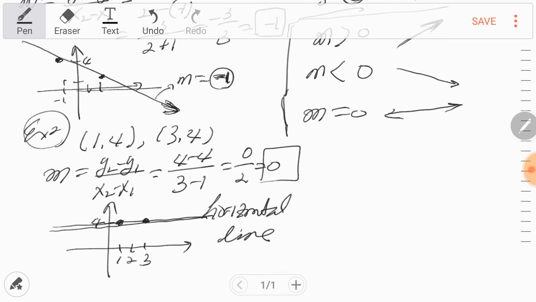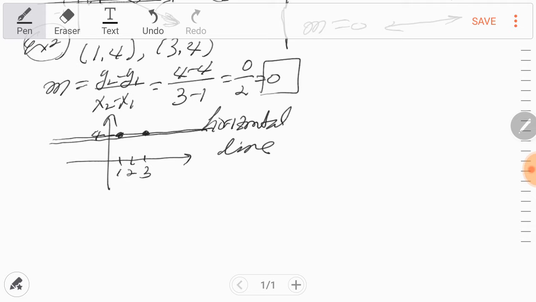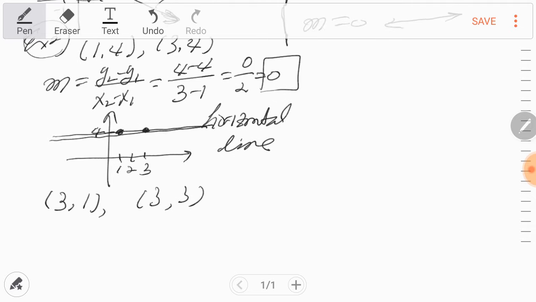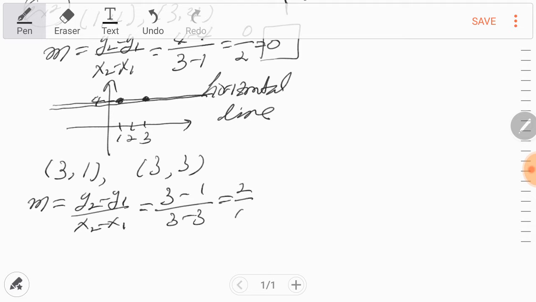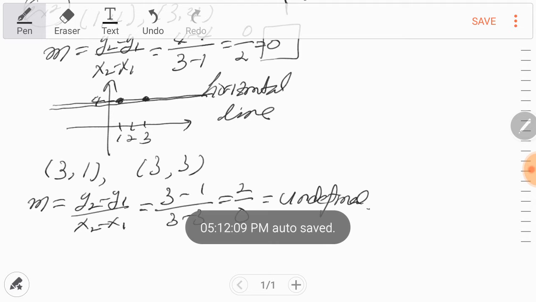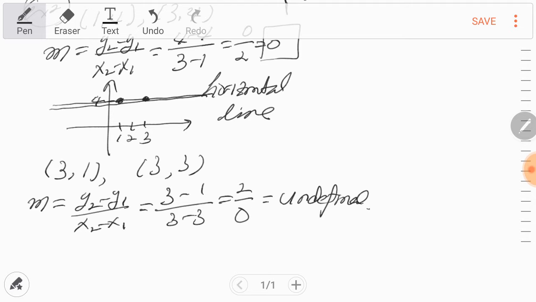Let's try the vertical line in this case. Another example: there are 2 points, (3, 1) and (3, 3). Then the slope of this line is y2 minus y1 over x2 minus x1. So 3 minus 1 over 3 minus 3, 2 over 0. If the denominator is 0, then the value is undefined, which means the number is not given.